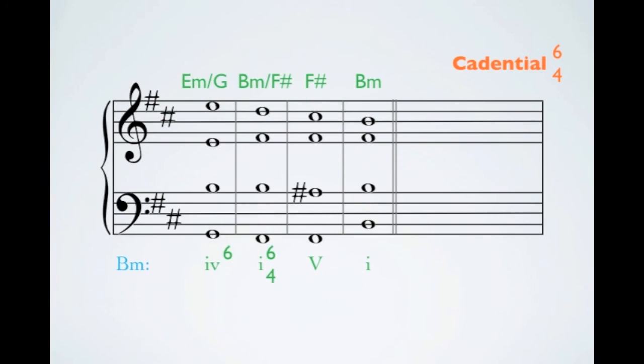Let's take a look now. So we start with a first inversion 4 chord, then move to the 1 chord in second inversion. This would be the cadential 6/4, where it goes from 1/6/4 to 5 to 1. Now listen to it. See if you can hear the tension that is created by the cadential 6/4 before the resolution.